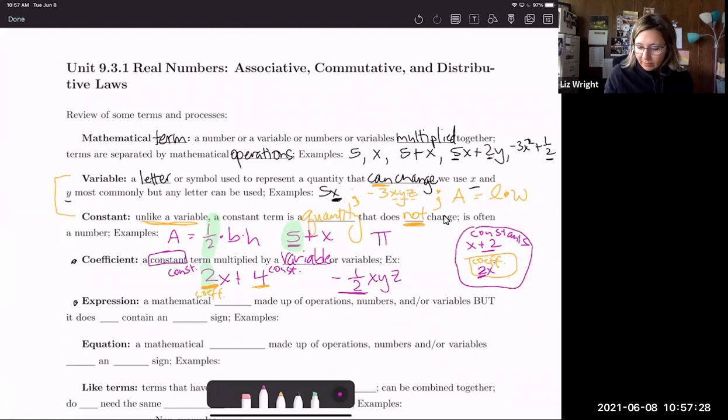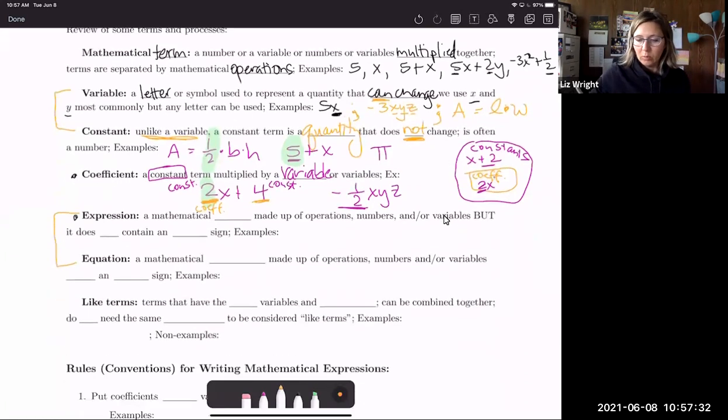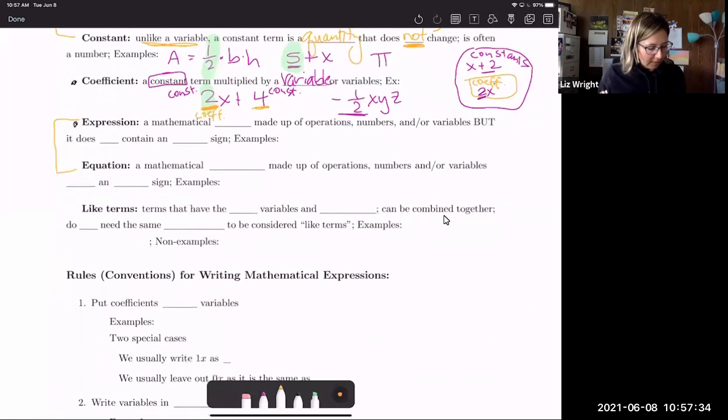All right, so then we kind of compare and contrast: what is an expression versus an equation? So an expression is a mathematical phrase made up of operations, numbers, and/or variables, but it does not contain an equal sign. So many of the things I've given you up above are expressions.